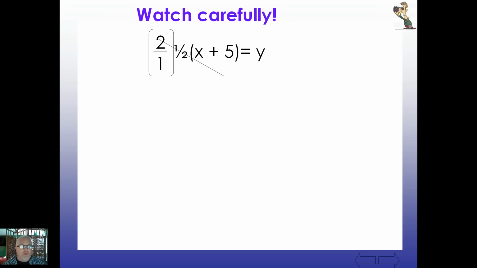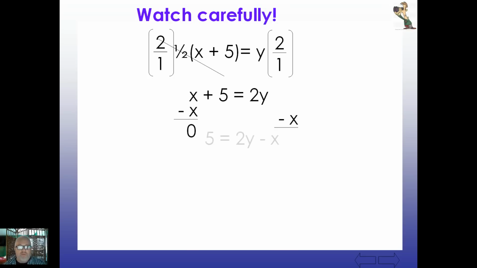Fractions, they aren't impossible to work with. They're just a little annoying. So if we can remove them, then go ahead. So we're going to multiply the left side by 2, which of course means we're going to multiply the right side by 2. Keep things balanced. And we rewrite our equation. And how about this? How about we move that x over? In one step, we end up with the following. 5 equals 2y minus x.